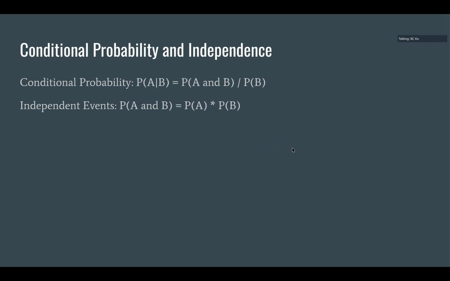Conditional probability and independence. So conditional probability is the probability of event A occurring given that event B has already occurred. So it is calculated using the formula shown here. And the condition that we have to meet is that probability of B occurring has to be greater than 0.